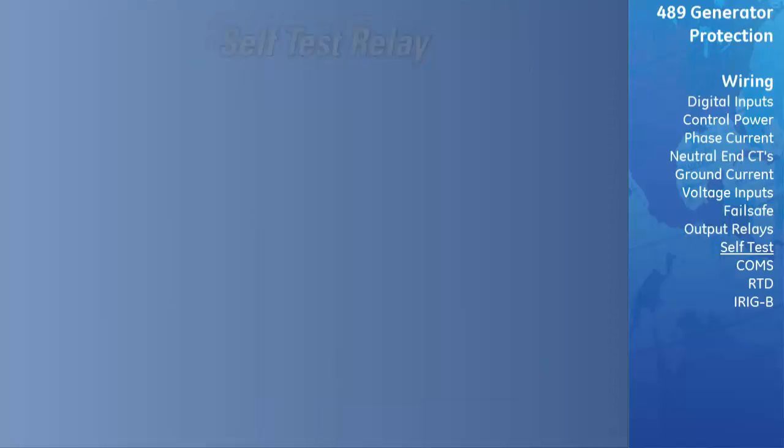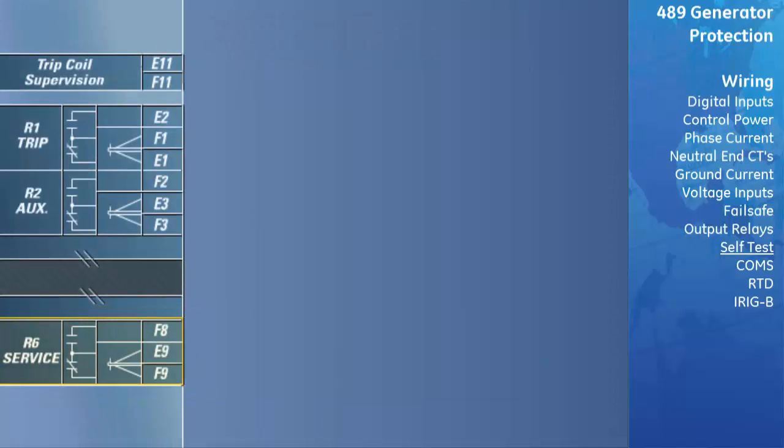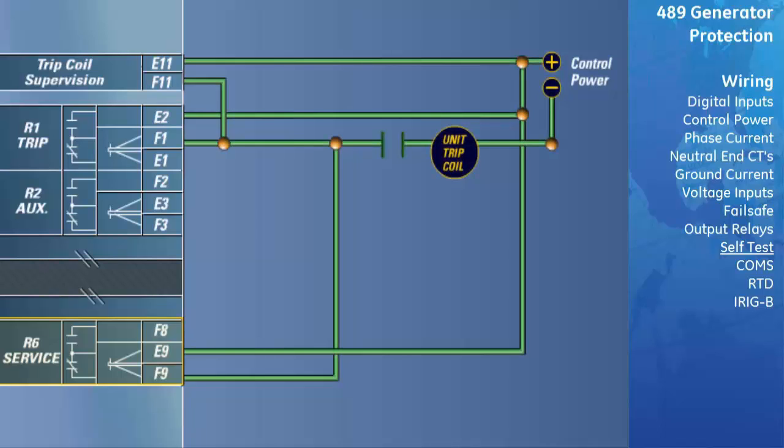The failsafe service relay R6 will operate, in other words de-energize, if the relay detects an internal fault or control power to the relay has been removed. This output may be monitored with an annunciator, PLC or DCS. Another application is to wire the R6 service normally closed contact in parallel with the trip relay. This will cause the generator to trip offline if control power is lost to the relay or if the relay detects an internal fault. This will provide fail-safe operation of the generator.